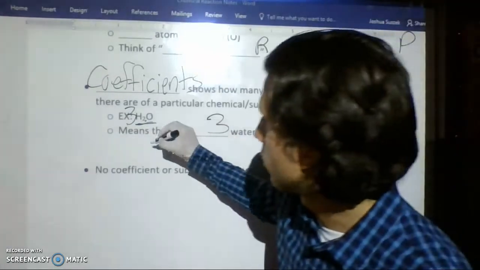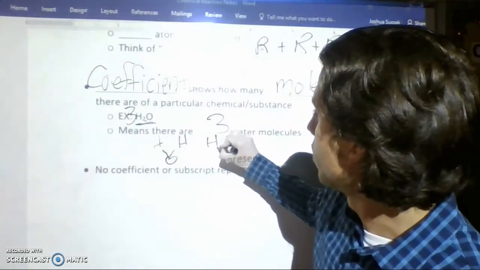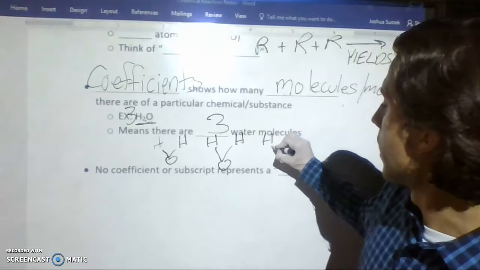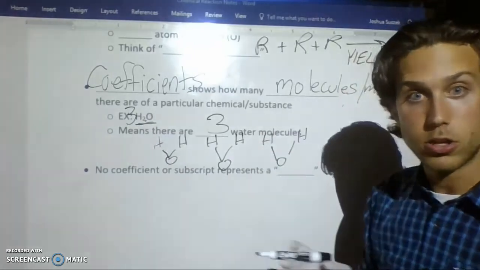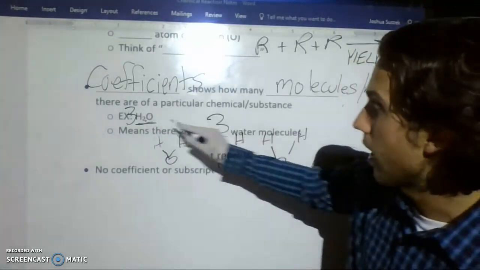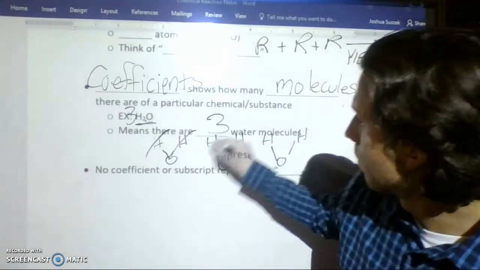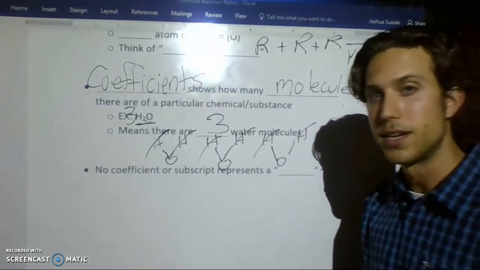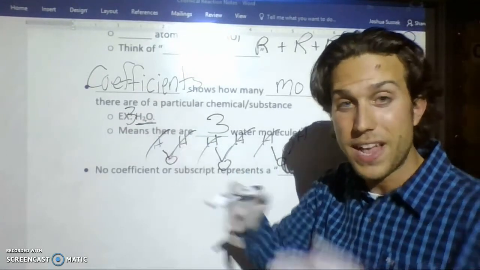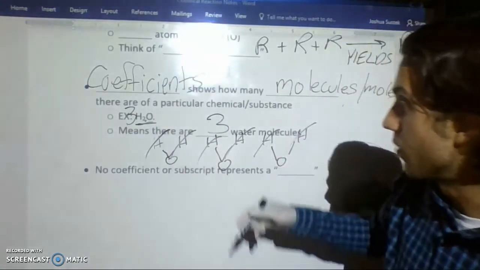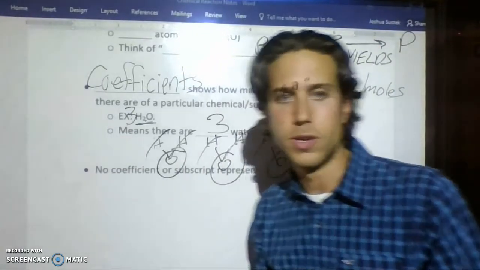Let me show you why. If we have H2O, H2O, H2O, we have three water molecules. We now have three times two, so six hydrogen atoms, and we can check them off: 1, 2, 3, 4, 5, 6. And for oxygen, we should have three, because the three coefficient out front applies to the whole molecule. So there should be three oxygens: 1, 2, 3. Okay, we are good there.